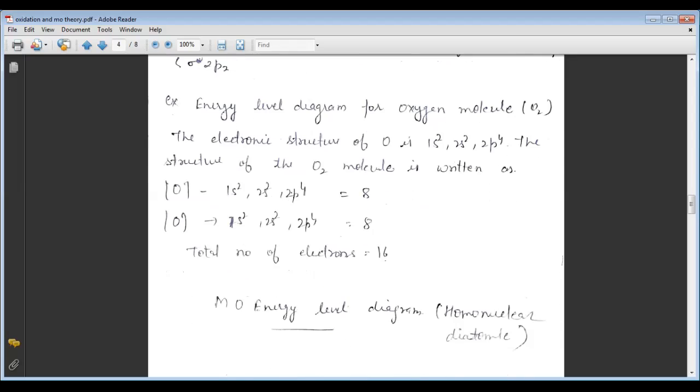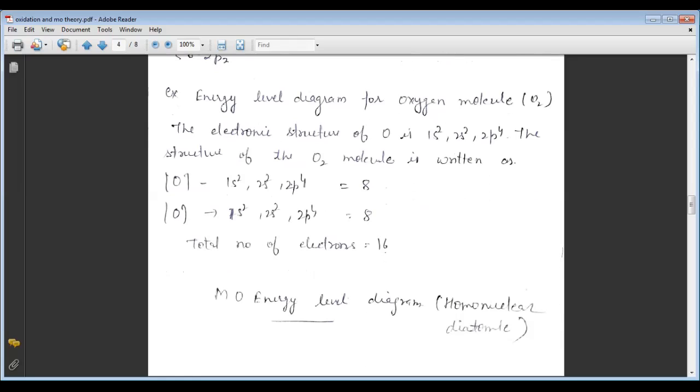So now suppose there are examples, the important examples of O2 and N2. First of all, we are going with the oxygen molecule, the energy level diagram and electronic structure. First we take the electronic structure of oxygen. The electronic configuration for oxygen is 1s2, 2s2, and 2p4, because we know that the atomic number of oxygen is 8.